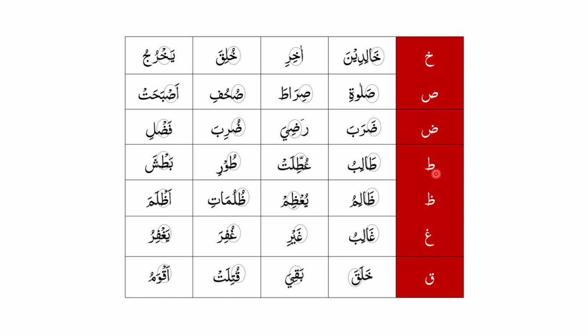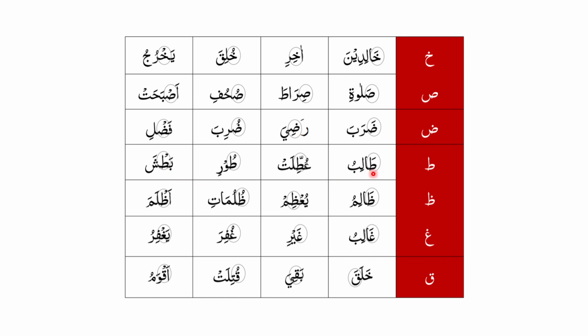Now moving on to the letter Ta. The letter Ta is commonly mistaken in the Quran for the other letter Ta. People get mixed up with them. So we have to be careful and understand this. So the examples for the letter Ta. طالب عطلت طور بطش.